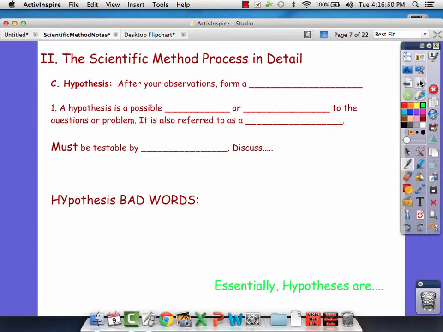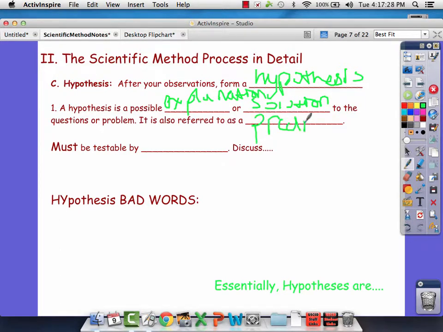The next part, the hypothesis. And as we go into our hypothesis, I want you to remember what I said from the beginning, is that a hypothesis is more along the lines of a prediction. Okay, so after your observations, you're going to form that hypothesis. We're in green now. Form that hypothesis. Hypothesis is a possible explanation or solution to the question or problem. It is also referred to as prediction.